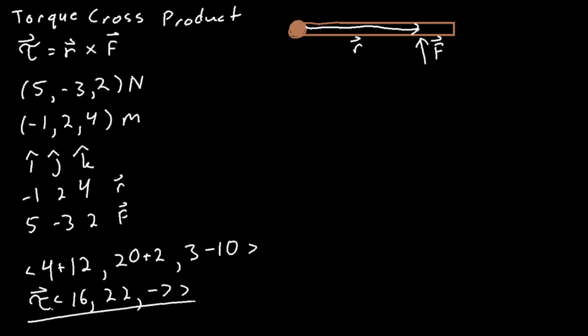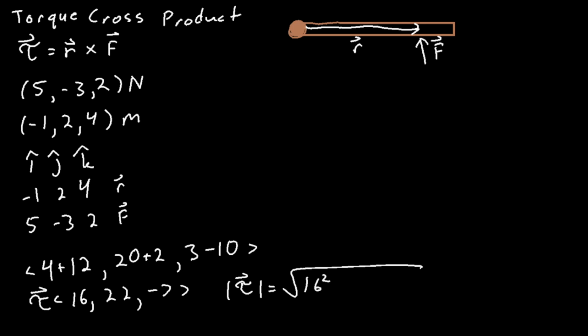So this is going to be the vector for torque, but let's go ahead and solve for the magnitude here. Let's do the magnitude of tau is equal to the square root of 16 squared plus 22 squared plus 7 squared. Okay, I'm gonna have to use my calculator for this. 16 squared plus 22 squared plus 7 squared. There you go. Turns out to be around 28.089 for the torque.